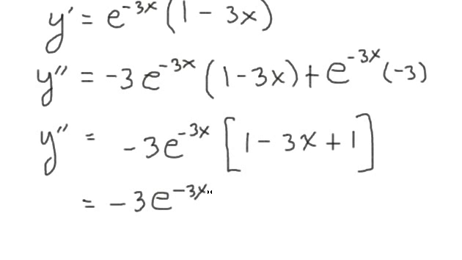Rewrite this one more time for you. We won't use square brackets, we'll just use parentheses, and so this becomes 2 minus 3x. And just check in, making sure everything's good, and I believe it is. So this is y double prime, also known as the second derivative. Alright. Let's move on to something bigger and better, maybe.